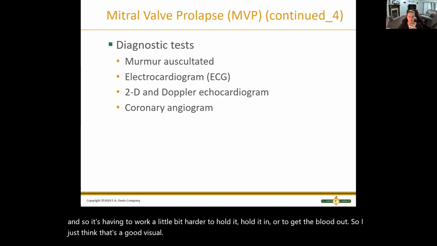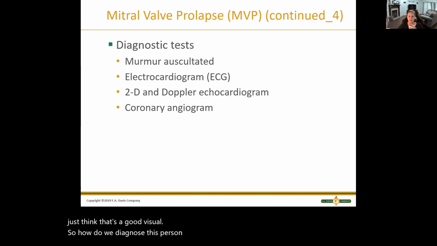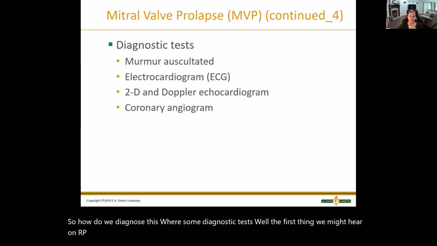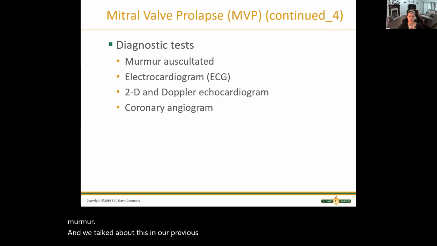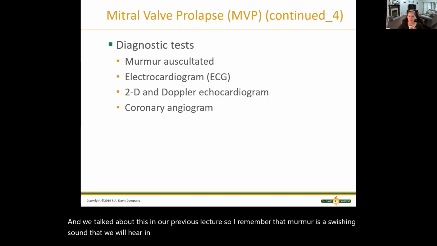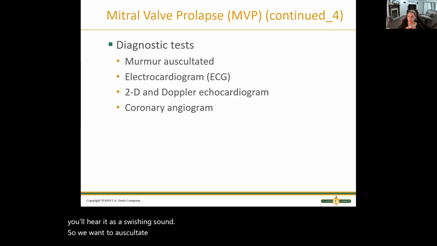So how do we diagnose this? What are some diagnostic tests? Well, the first thing we might hear on our patient, as part of a nursing assessment or a physician might hear, is a murmur. We talked about this in our previous lecture. Remember that murmur is that swishing sound that we will hear, and this is caused by blood leaking back through those valves. So we want to auscultate for a murmur or a click when we're listening to our heart sounds.